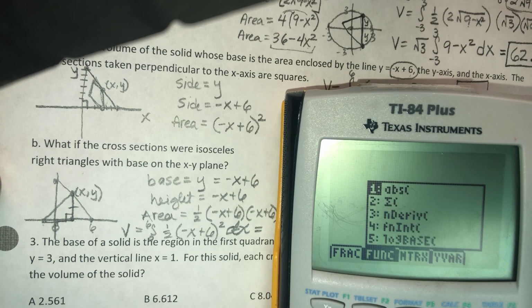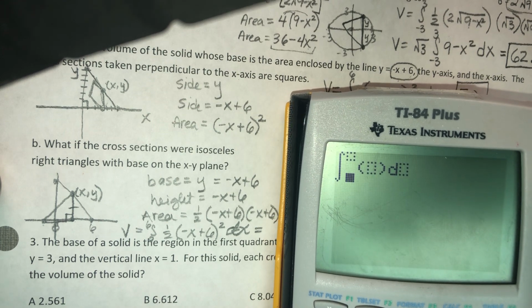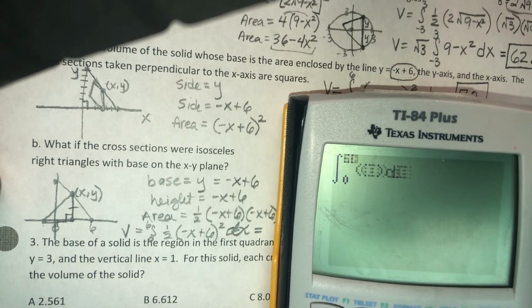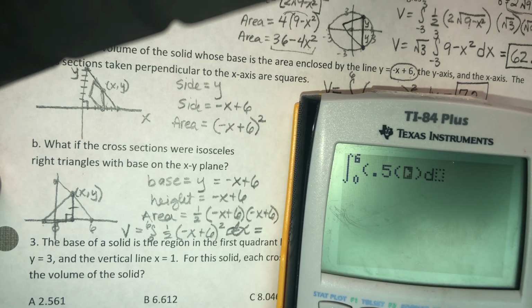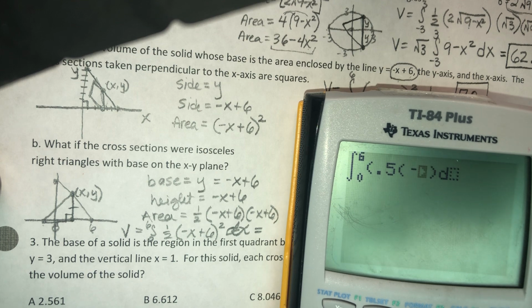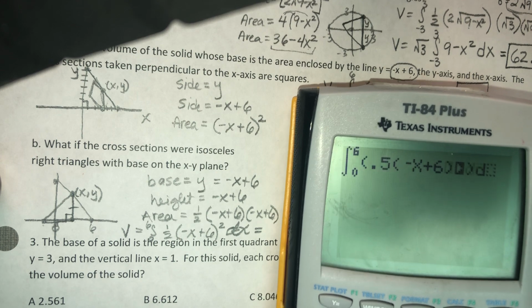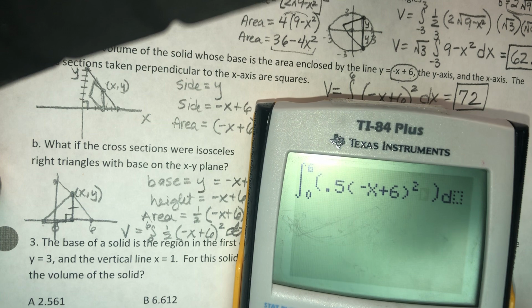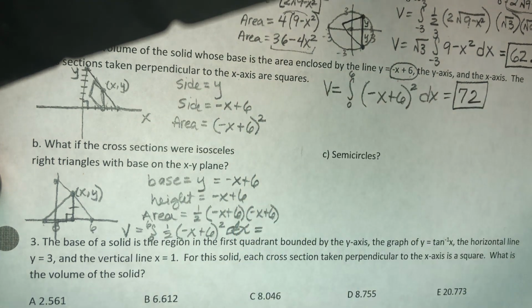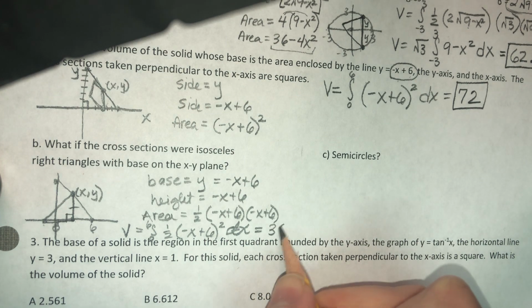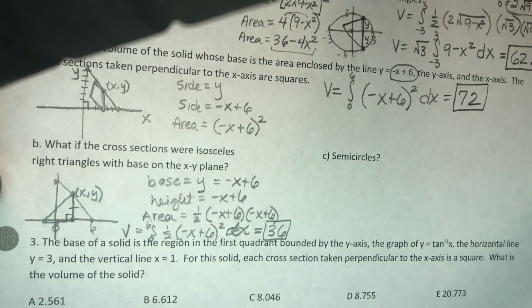Alpha, window, number 4, 0 to 6. I'm going to put 0.5 instead of 1/2. Negative x plus 6 close parentheses squared dx. It equals 36. How is this answer related to the answer to part A? Oh, it's exactly half. Why is that?